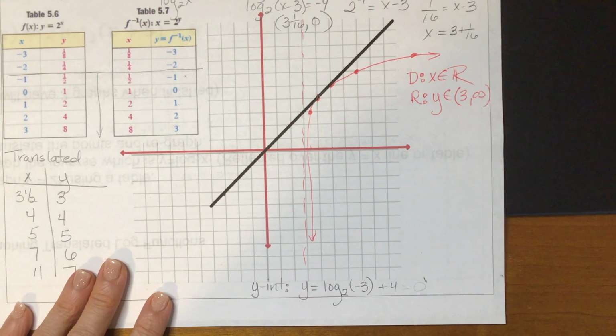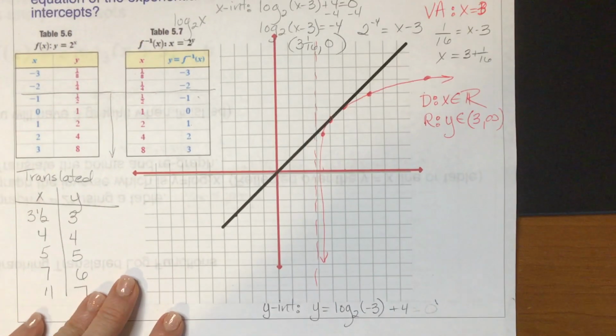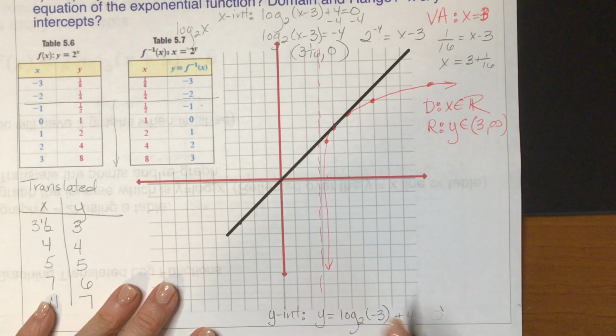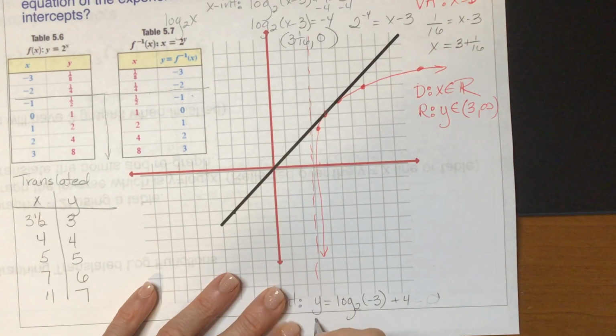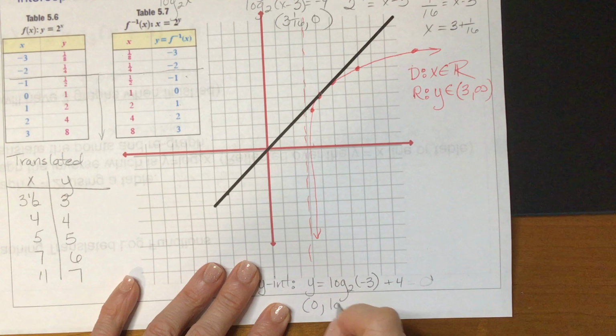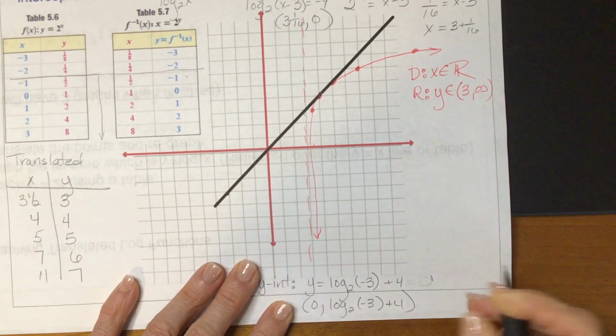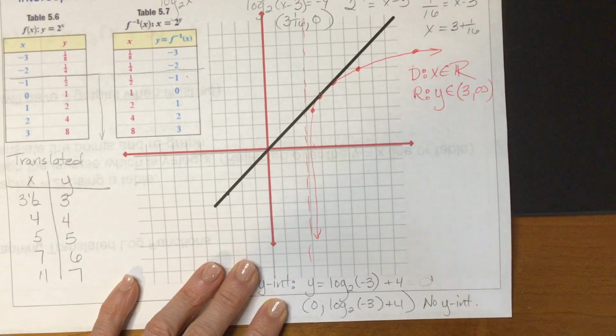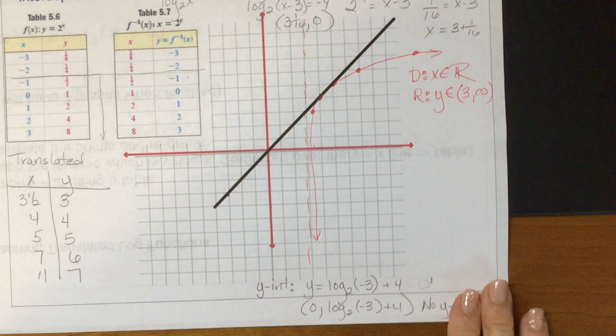You can see we aren't ever going to actually intercept the y-axis on this graph because of my domain. But you could still write your y-intercept as 0, comma, log base 2 of negative 3 plus 4, or if you really understood, there's no y-intercept because I cannot take the log of a negative.